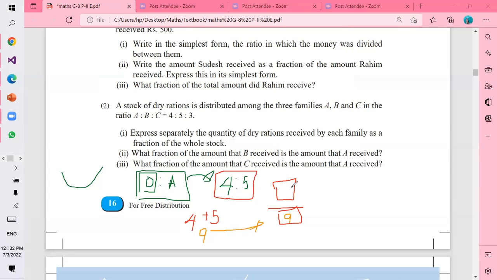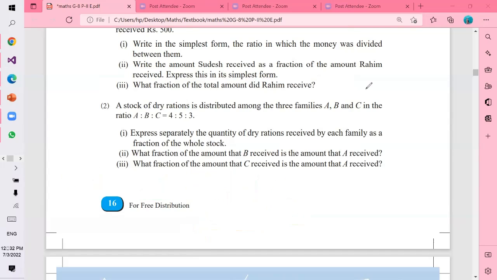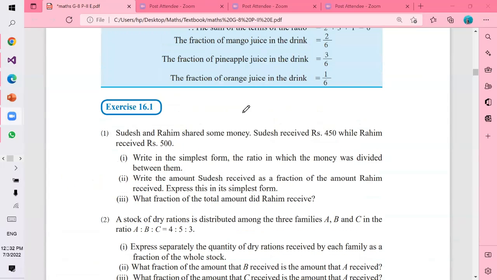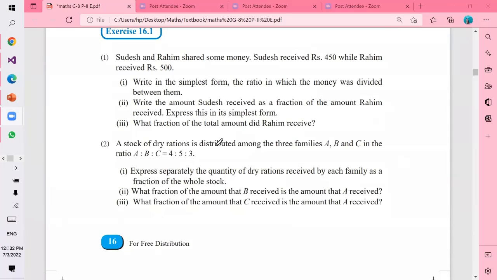Then we put 9 as the denominator. Then what is the numerator? That is the number of oranges. So the number of oranges is 4. So the answer is 4 over 9. Then let's do the exercises, a few, okay? Let's try this one.